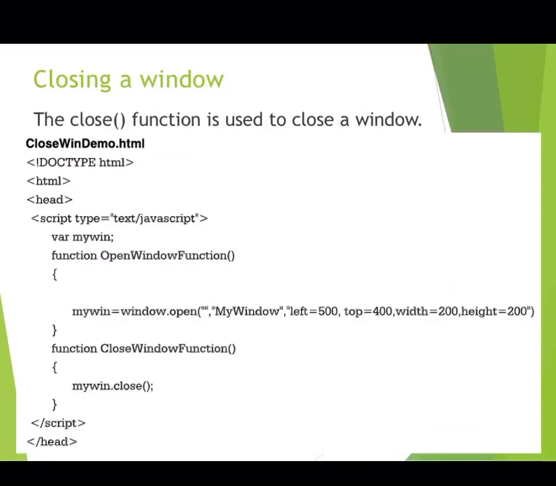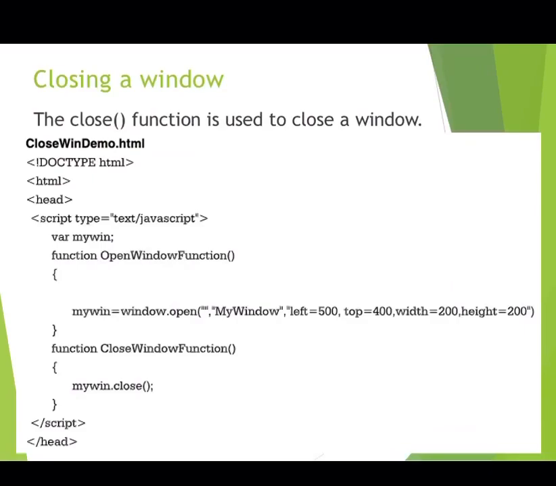Okay, so doctype HTML, then your HTML tag, then the head tag, then the script tag. Then we'll take one variable. Here we'll declare a variable as a global variable, since we are going to use it in two functions, not in a single function, so it will be declared globally, not locally. That is, outside the function.